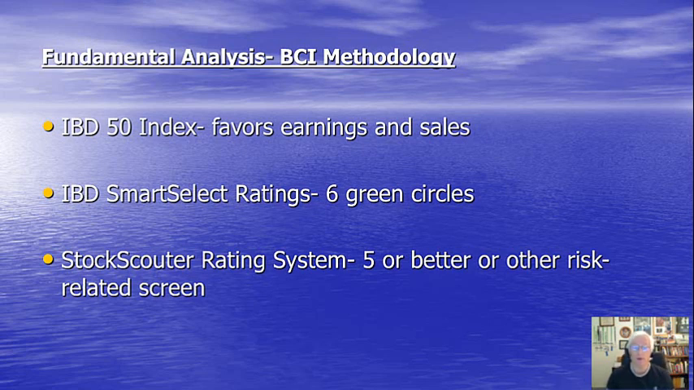Now, another screen that we use is the Stock Scouter rating system, which rates stocks on a 1 to 10 basis. And what they've done is identified certain historical data from the past 10 years that will identify stocks most likely to outperform the market and with the least amount of volatility. We require stocks to have a rating of 5 or better.